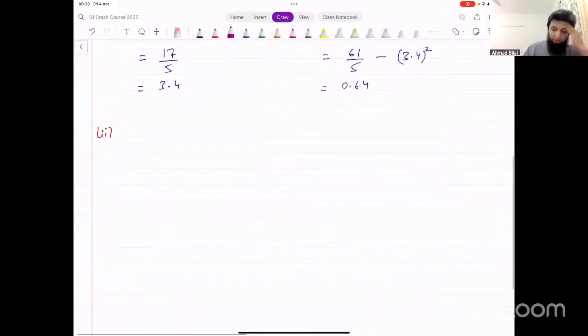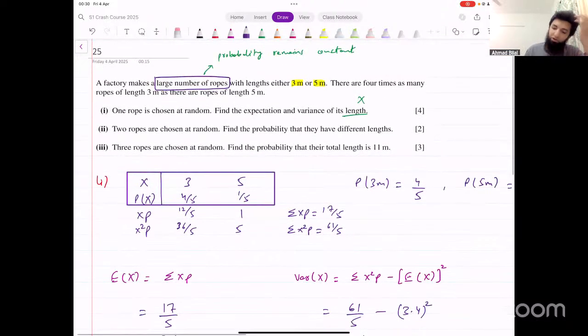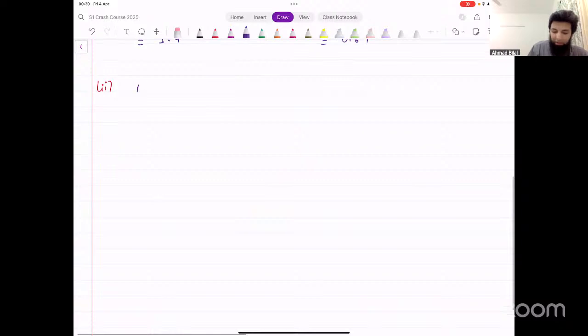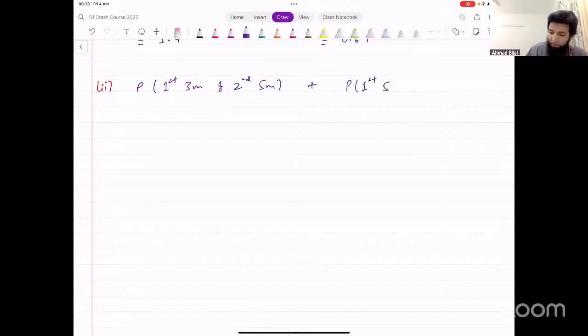Okay, so the probability of taking out 2 different length ropes, what does that turn out to be? There are 2 possible cases. One possibility is that the first rope you take out is a 3-meter rope, and the second one is a 5-meter rope. The other possibility is that the first one is a 5-meter rope, and the second one is a 3-meter rope. You add up these two cases, or you just evaluate one of them and multiply that by 2.